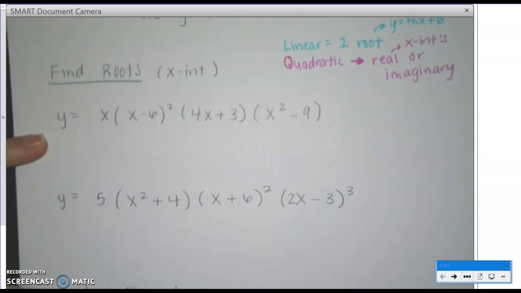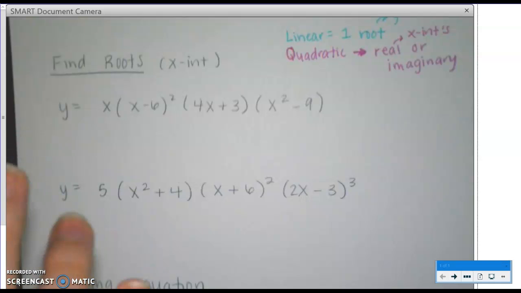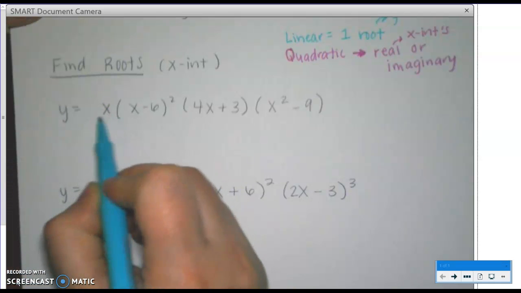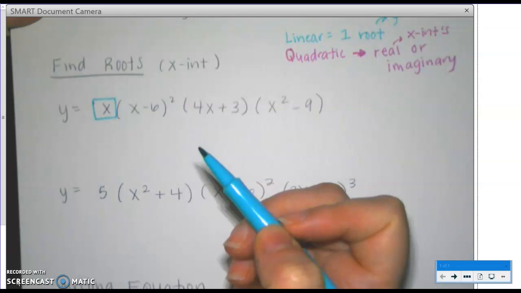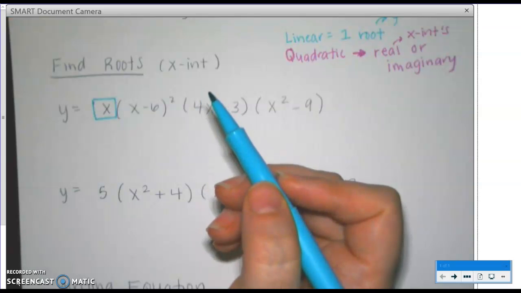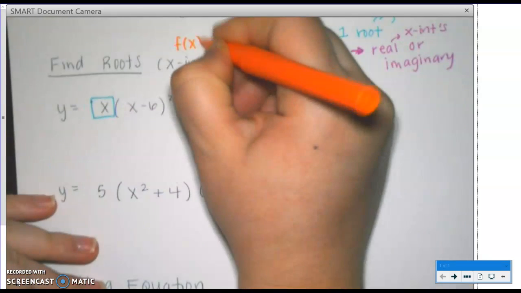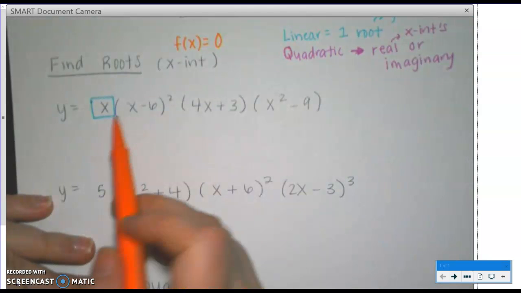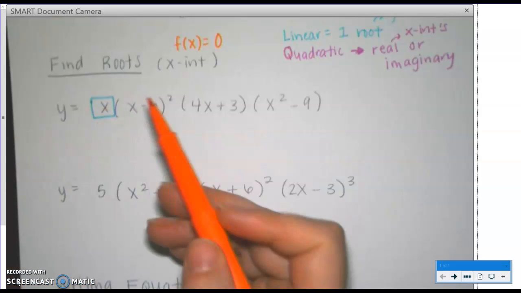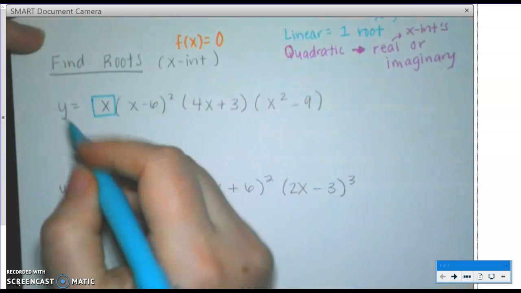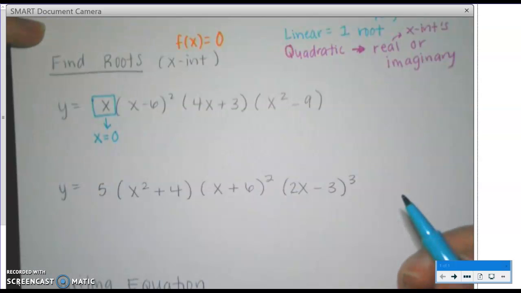All right, so this first example, I have to go through every single factor and figure out how many roots it's going to give me. So first I notice I have an x out front. That is going to count as a factor because remember an x-intercept is some number that when you plug it in, it gives you 0. So if you see a random x hanging out, you could replace that x with 0, so this has one x-intercept of x equals 0.